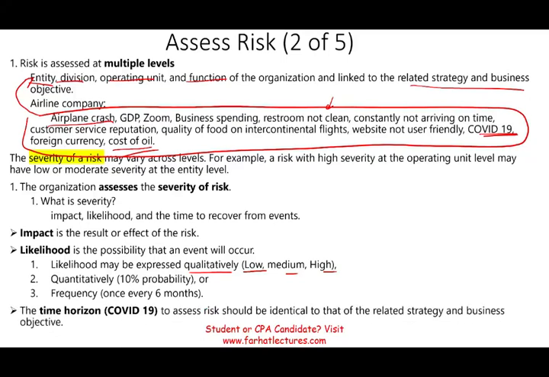The time horizon is also important. The time horizon to assess risk should be identical to that of the related strategy and business objective. So when you assess the risk, you have to know, okay, I'm assessing the risk, but for how long is this risk going to be with us? Because depending on how long it's going to be, I'm going to have to adjust my strategies and business objective. So assessing risk is important, and we're going to see why it's important soon.